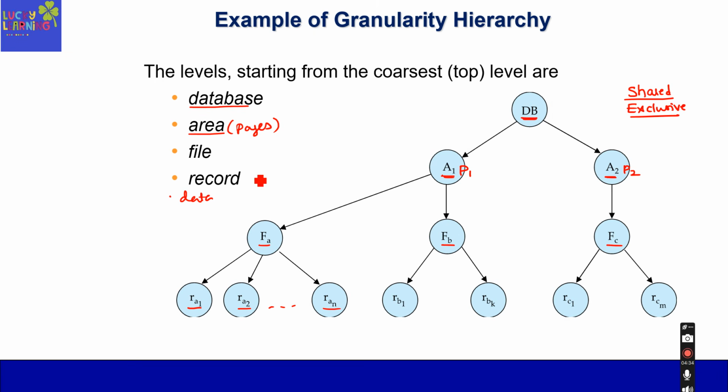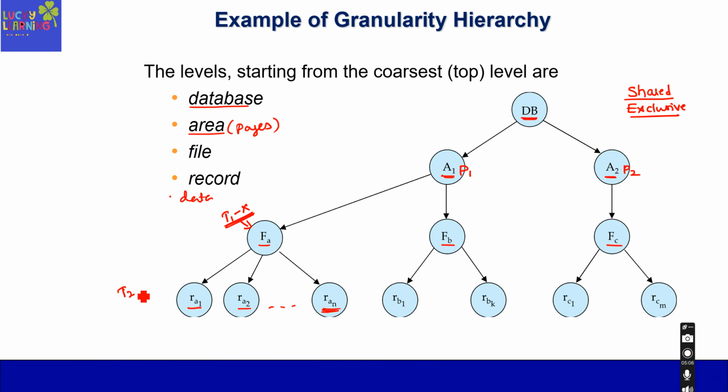What is the reason? Let us say, first, some transaction T1 locks file A in exclusive mode. What is the meaning? File A locked in exclusive mode means all the children of file A are also locked in exclusive mode implicitly. So if n records are there, n exclusive locks are implicitly there. An explicit lock is done on file A, but implicitly every record is locked in exclusive mode.